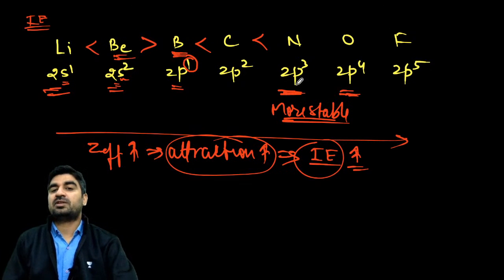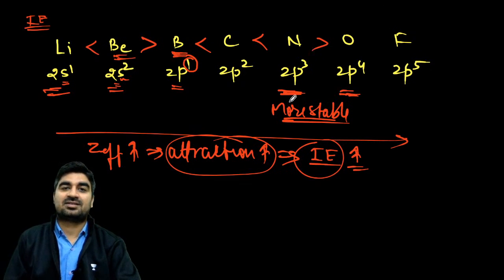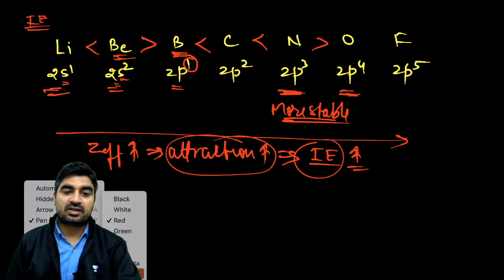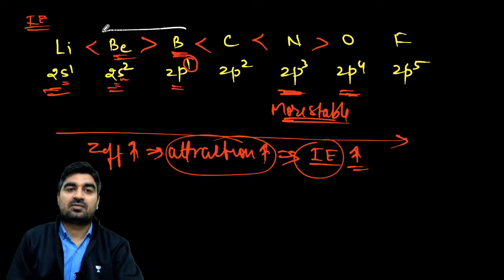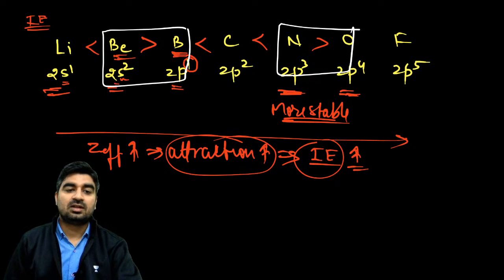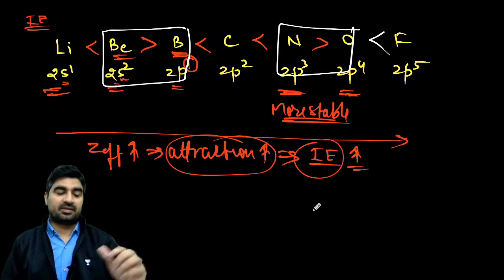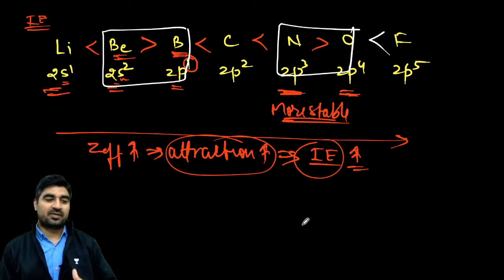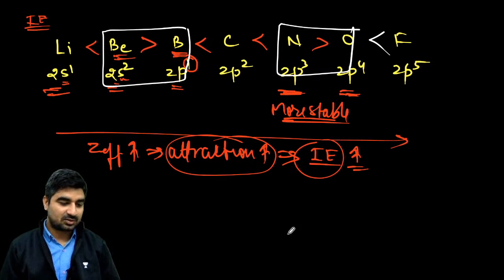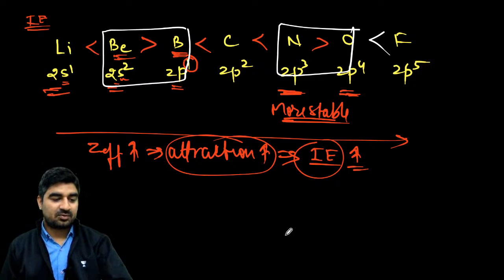If I want to remove an electron from this, it will be difficult. So I think now you got the answer. Where do those exceptions arise? First point is this. Other than this, there is no other exception. So these kinds of exceptions will always be there in all periods. Got it? Tell me if you still have any doubt.